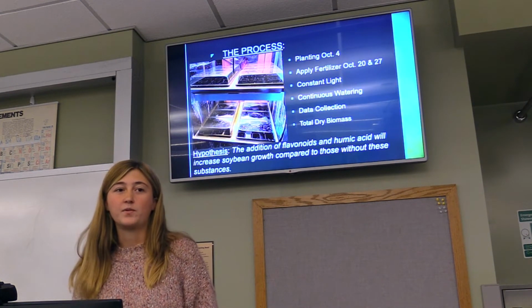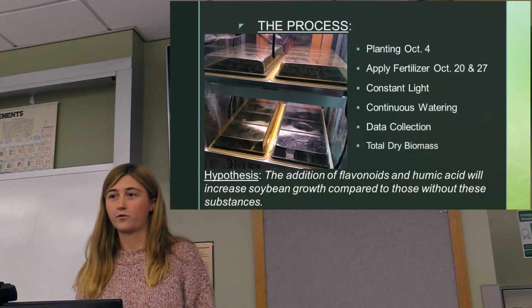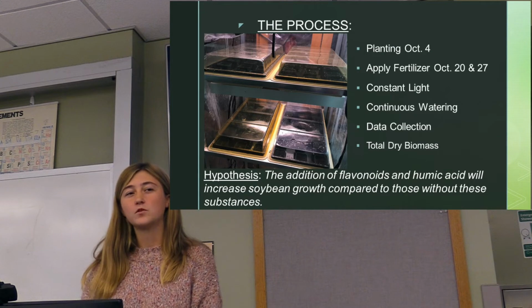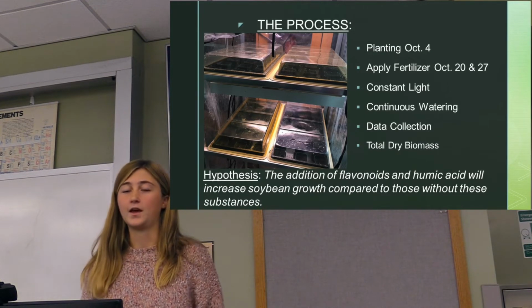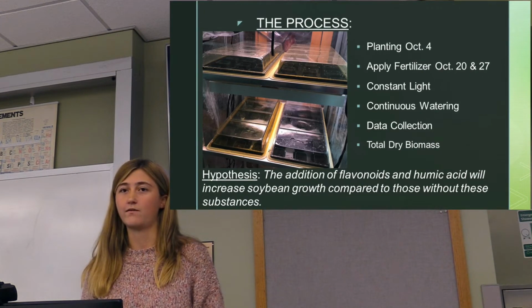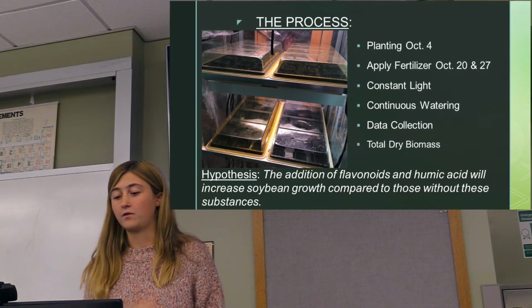So like I was saying, I planted them on October 4th after my first attempt was destroyed. I applied fertilizer about 2.5 to 3 weeks later when I was able to get the stuff. So that was like October 20th and October 27th. First, it was October 20th.